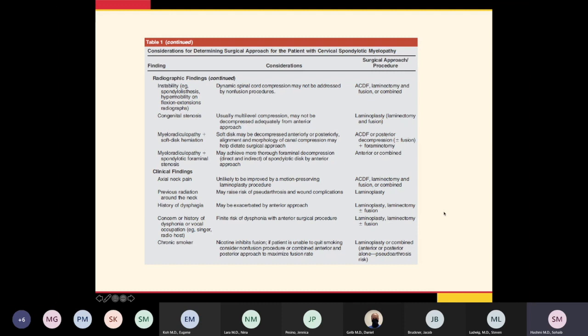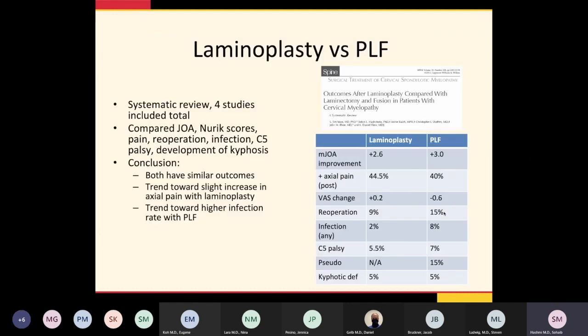Neck pain has been implicated in whether motion preserving surgery like a laminoplasty is even reasonable in those patients. Previous radiation in terms of wound complications should be considered. A history of dysphagia should be considered with a workup with the ENT colleagues, as well as any history of dysphonia or vocal cord priority for patients that are singers or talk show hosts. And then smokers obviously have a limited capacity to heal bony fusions, which has been borne out.